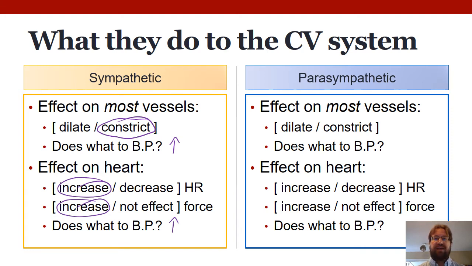Parasympathetic has the effect of dilating most vessels. Okay, now you'll probably read in your textbook that the parasympathetic nervous system does not actually innervate your blood vessels. That's true, but when you're in parasympathetic mode, you're not in sympathetic mode. So when the blood vessels are not constricting, they will be dilated. So in effect, the parasympathetic nervous system dilates your blood vessels, and that decreases blood pressure. The parasympathetic system also decreases heart rate, and it has no major effect on the force of contraction. So what this does to the blood pressure is to decrease it. So again, all the parasympathetic side of your body will tend to decrease your blood pressure.